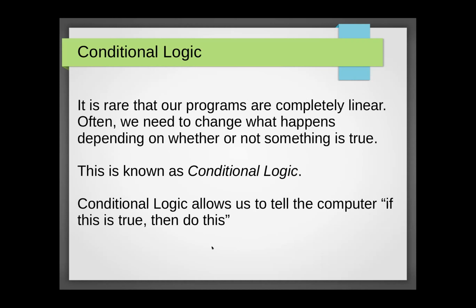So it's very rare that we write completely linear programs. Usually, for anything interesting, we want to change what happens depending on whether or not something else is true. This is known as conditional logic. Basically, conditional logic allows us to say to the computer, look, if this is true, then I want you to do this. Otherwise, I want you to do that.